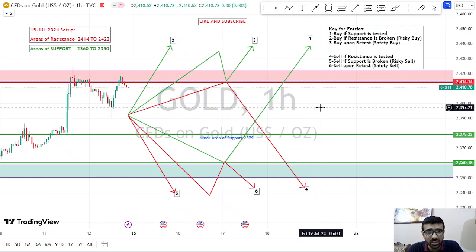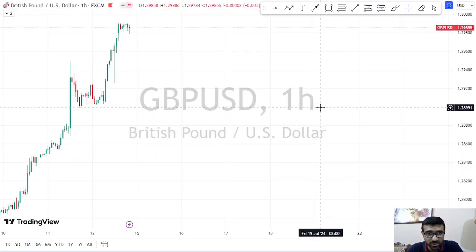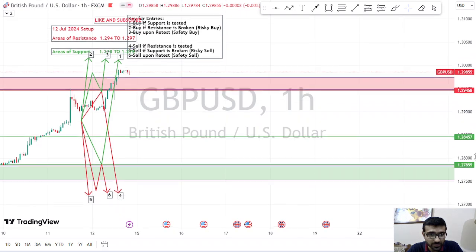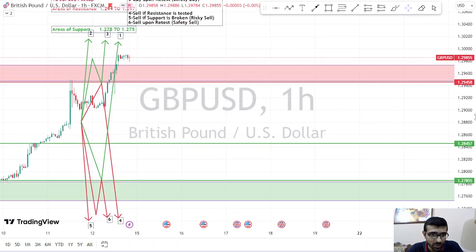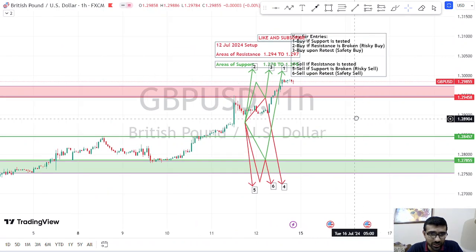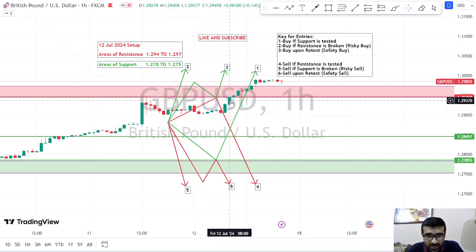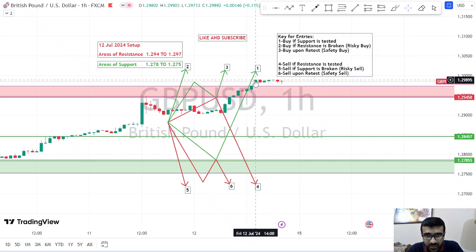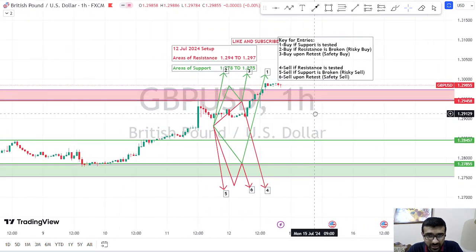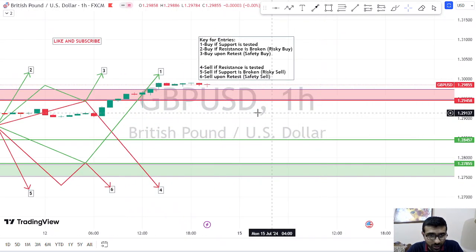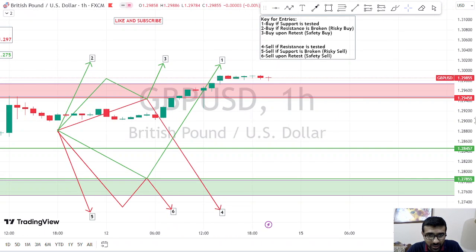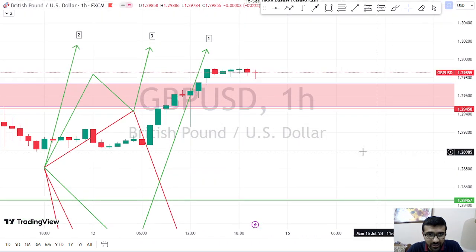Okay, so now let us go to the next pair, which is the GBP USD pair, from where we left off. You guys can clearly see that in this GBP USD pair, when we were discussing, the market was trading over here, and the market entered our area of major support and broke through it, and then stayed within that zone. So only one or rather two opportunities were given to us to take a trade in this GBP USD pair.